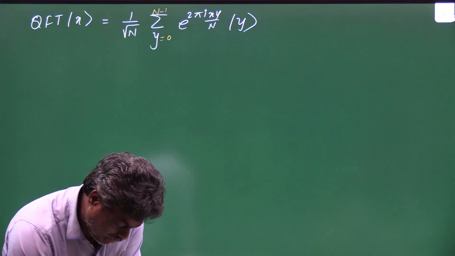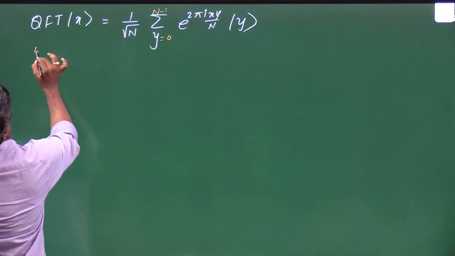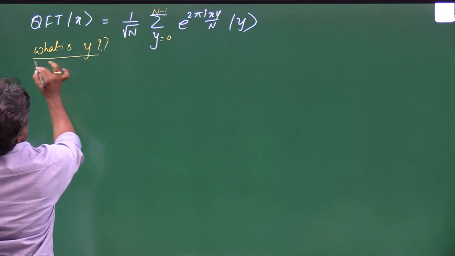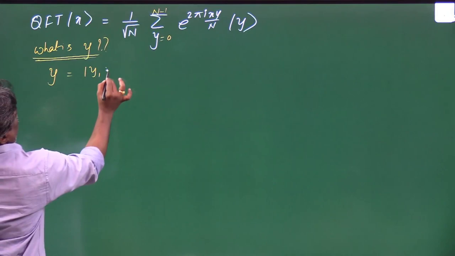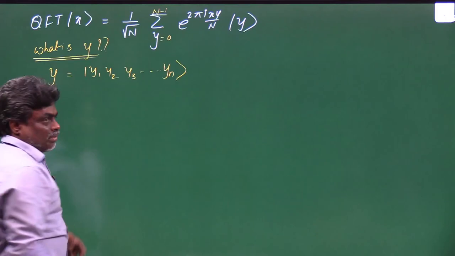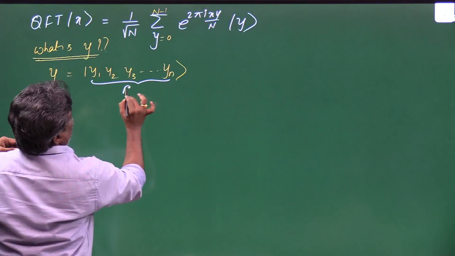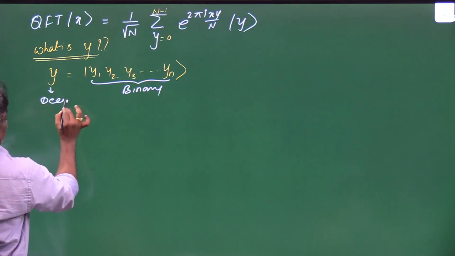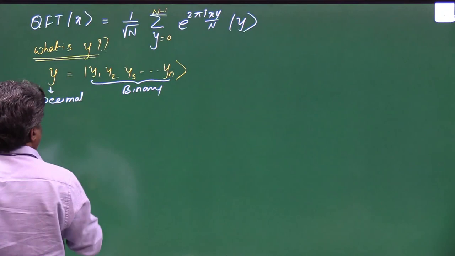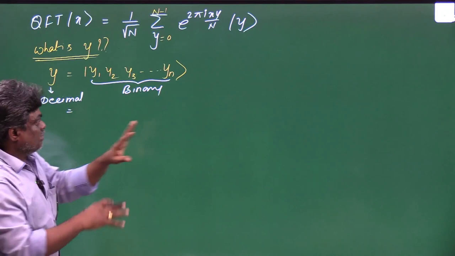Listen carefully. So here the question is, what is y? Earlier what you said is absolutely right. y can be written as simply y1, y2, y3, so on, yn. If you have n qubits, that y is nothing but this state. That means these are the binary values and this is the decimal value. Earlier you said one example also, 5 equal to 101, same thing. I'm explaining clearly, sir. If you know already, it's okay.